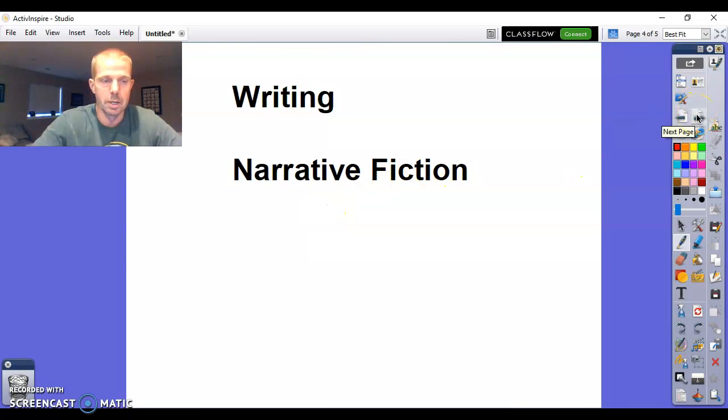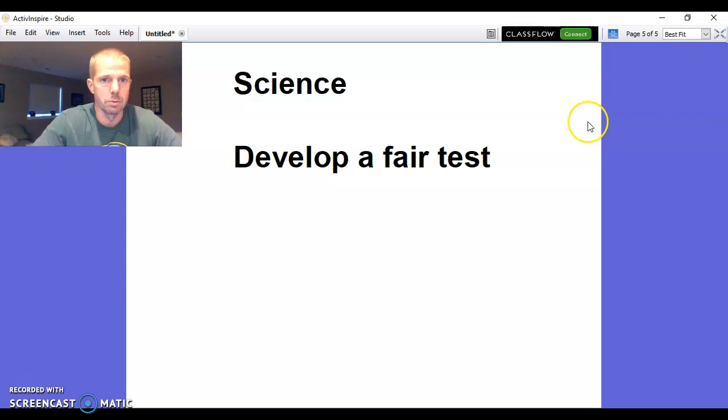In writing, we'll continue working on our narrative fiction. Students have developed a setting, they have developed a character. They started working on a plot last week where they had what is the problem, what is the solution. So they will start to draft their stories this week.